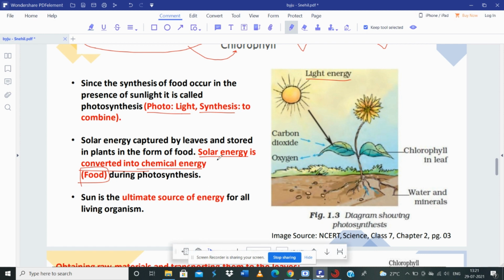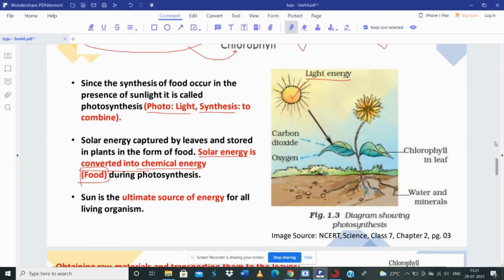So that is why we say solar energy is converted into chemical energy, and this chemical energy is stored in leaves in the form of food. So here, can you tell me what is the ultimate source of energy? कहाँ से सारी energy आ रही है? Exactly, sun. So our sun is the ultimate source of energy for all organisms on earth.